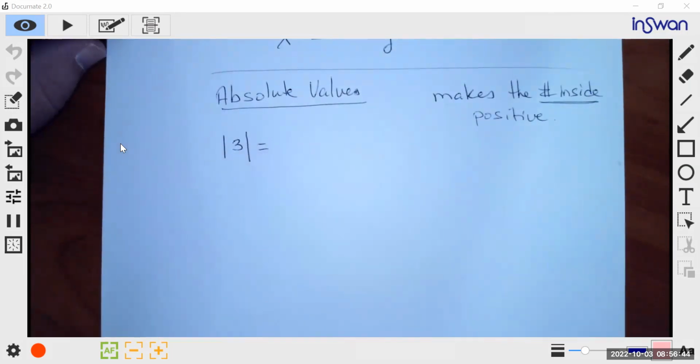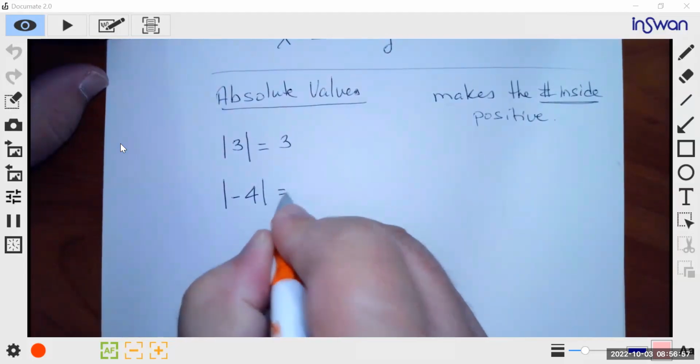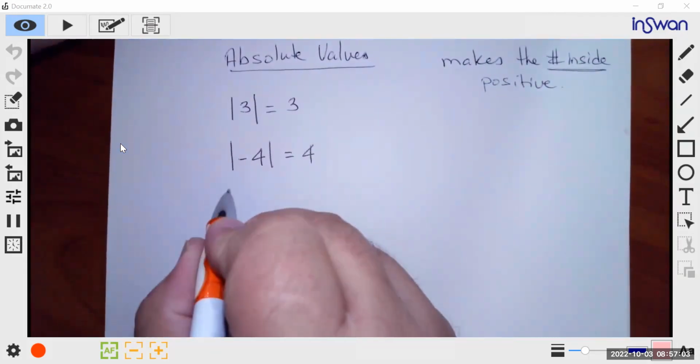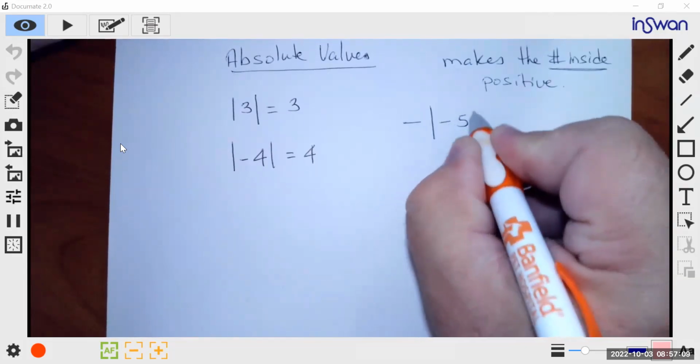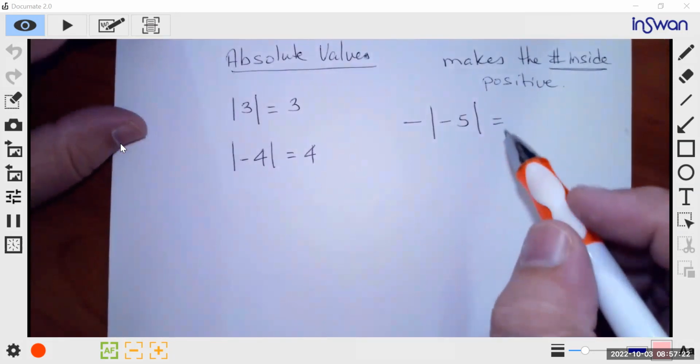So the absolute value of 3 is 3. The absolute value of -4 is 4. The absolute value of -5 is... no. Well, yes, it's not 5, it's negative. Yes, it's -5. Order of operations.